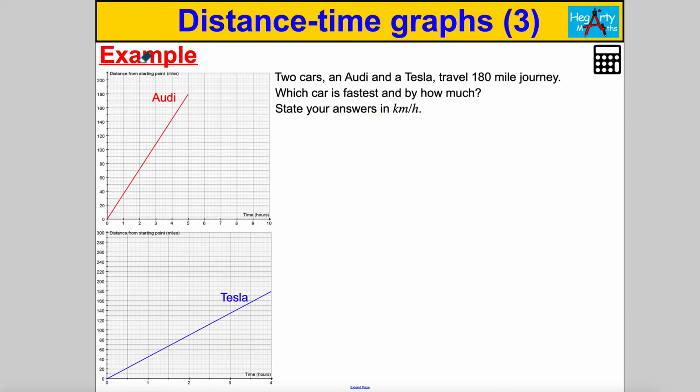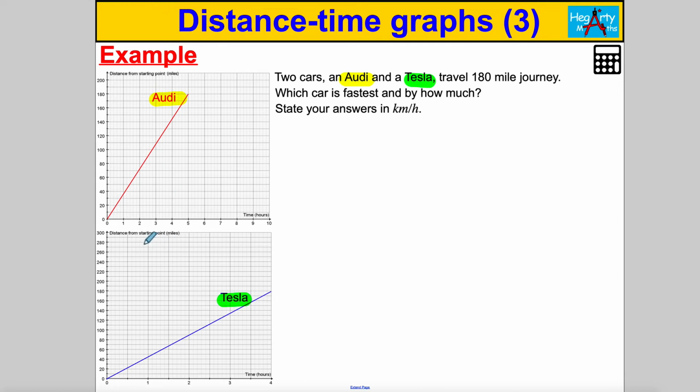Okay, next question. Pause and have a go. So we've got two cars here, an Audi and a Tesla, and we're told that they both travel a 180-mile journey. Which car is fastest and by how much? State your answers in kilometers per hour.